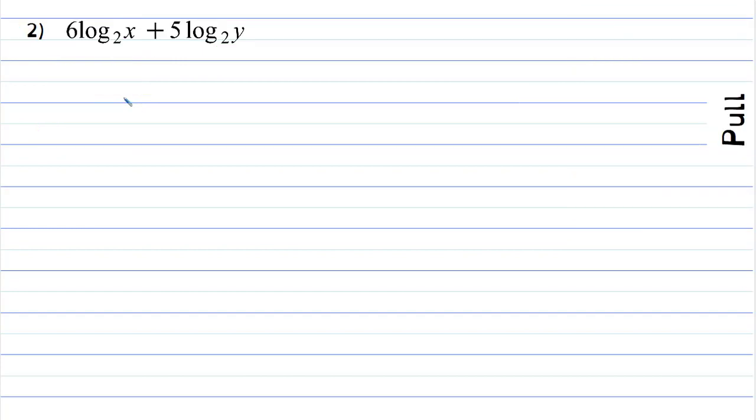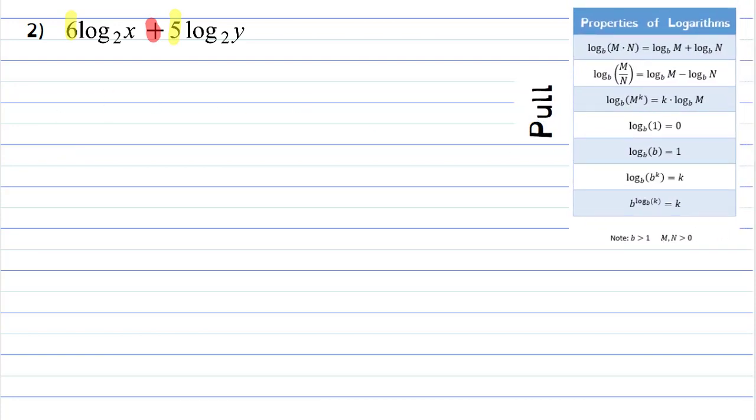Let's go on to the next one. We have a couple of things going on in this one. We have our coefficients, and we have our addition. So let's look and see what properties we can use. For the addition, that property tells me that I am going to end up multiplying.